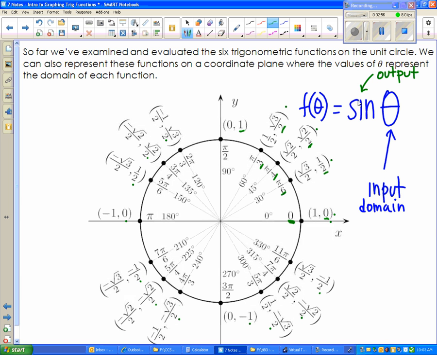And as we've seen before, I can do more than one rotation around the unit circle. If I keep going, notice the values of y start to increase. They increase, and then they start to decrease to 0. Then they start to decrease a little bit more to -1, and then they increase to 0. And then they increase to 1, back down to 0, back down to -1, back up to 0. And so what we're going to do is essentially just map out those values on a coordinate plane.